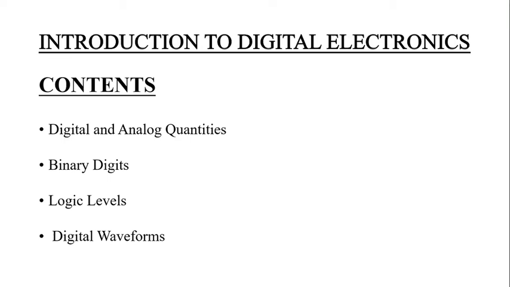At the start of the session today, in this introduction to digital electronics, we shall study the following contents, which are listed as follows. Those are the digital and analog quantities. We shall study what digital quantities and analog quantities are. We shall study the digital system, digital circuit, what analog is, what the difference between them is, and how digital has advantages or disadvantages compared to analog, and all.